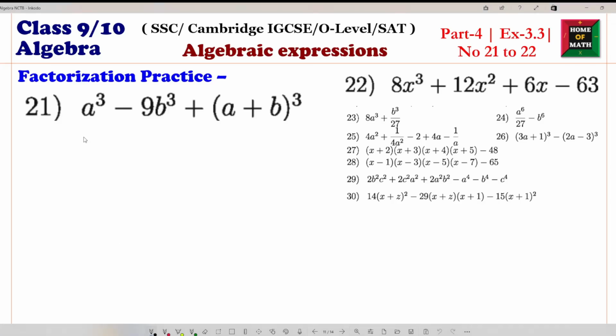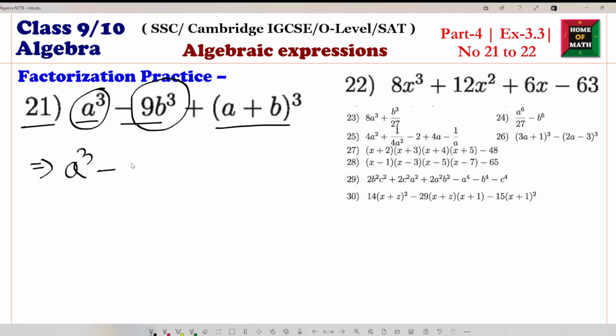Let's start. Number 21. Here is a cube minus 9b cube plus (a plus b) whole cube. Look, here is a cube and here is (a plus b) whole cube. But this 9b cube, we have to do something. So we can make a plan like a cube minus b cube plus (a plus b) whole cube minus 8b cube. Now look, this is minus b cube and this is minus 8b cube.